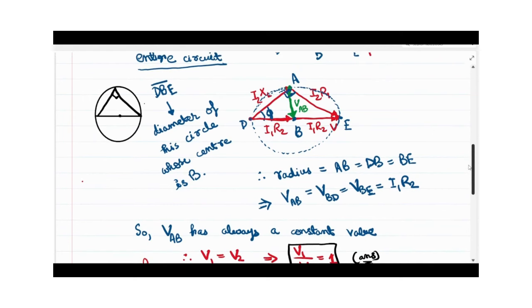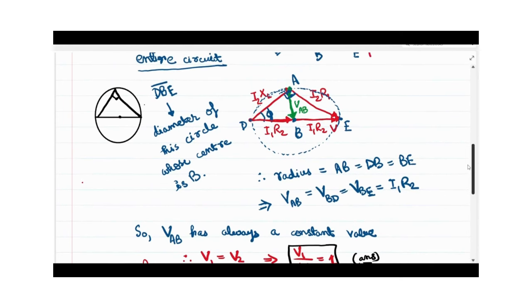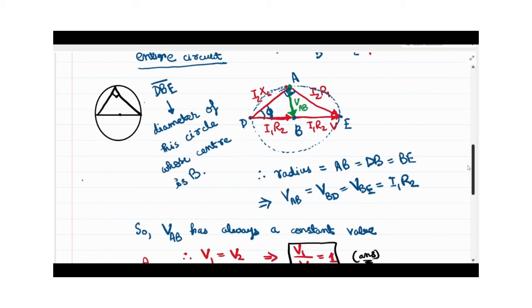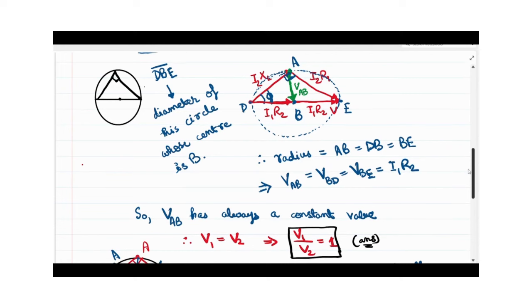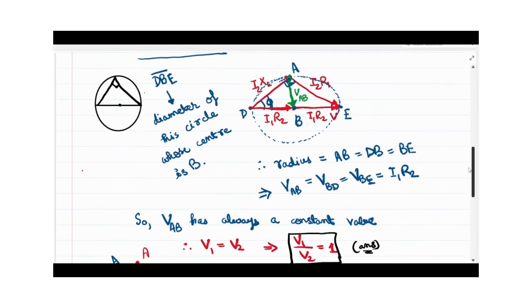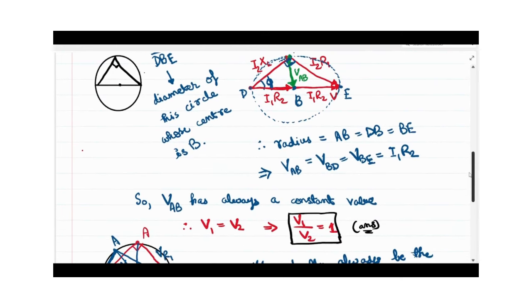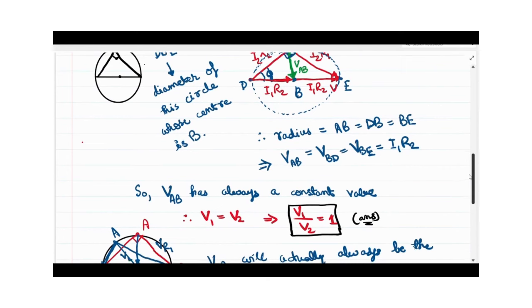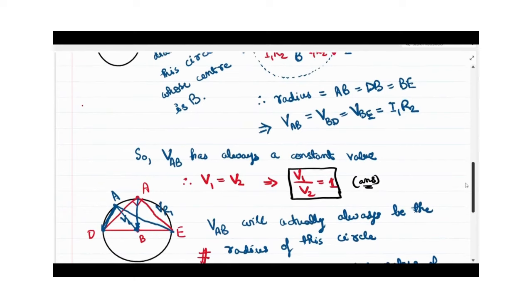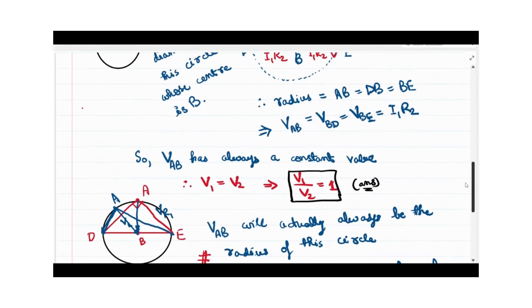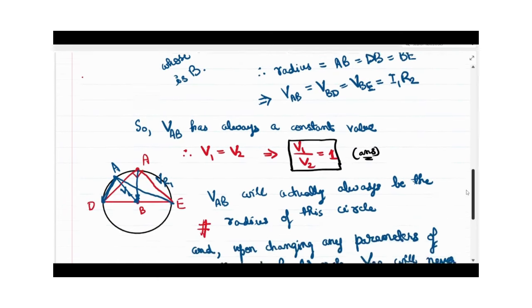Just like in this question, the triangle DAE is circumscribed here, and we can easily say that VAB is basically the radius of the circle. So the radius of the circle is equal to I1 R2, which is never going to change by changing any parameters on the LR1 branch, because I1 is not changing, R2 is also not changing, right? So from there we can say V1 equal to V2. So V1 by V2 equal to 1 because it is the radius of the circle.